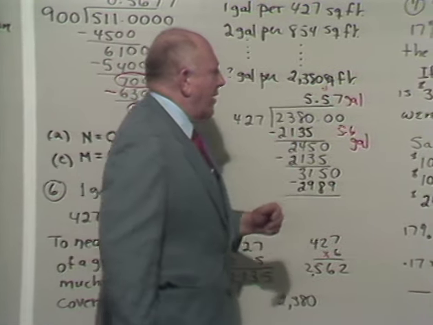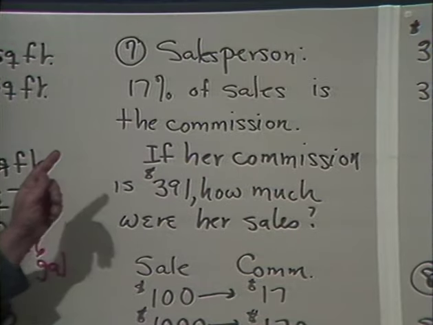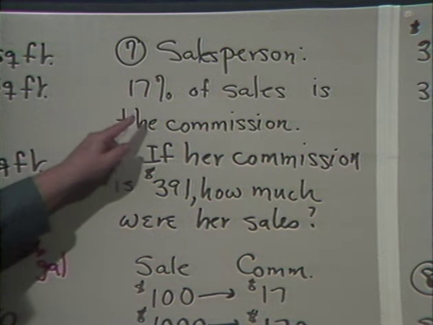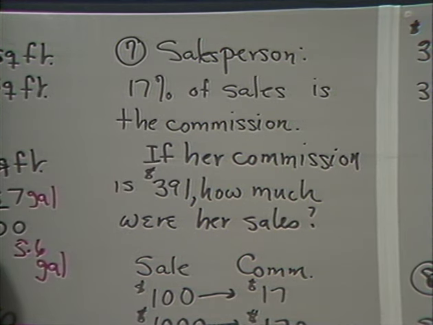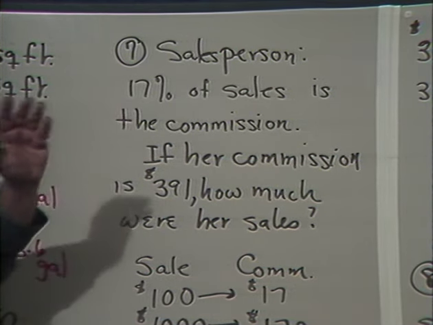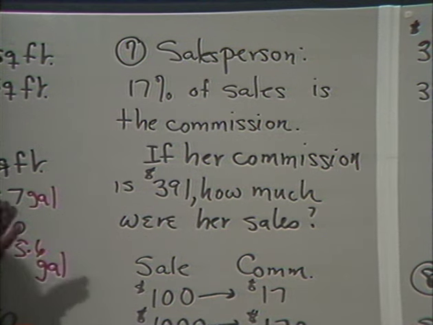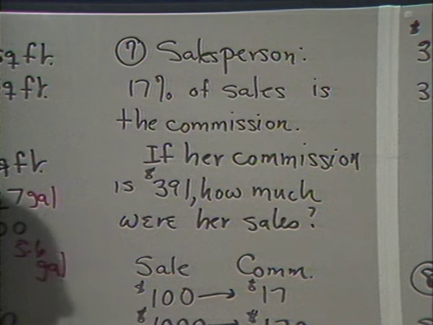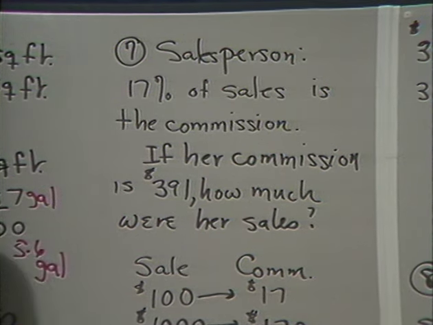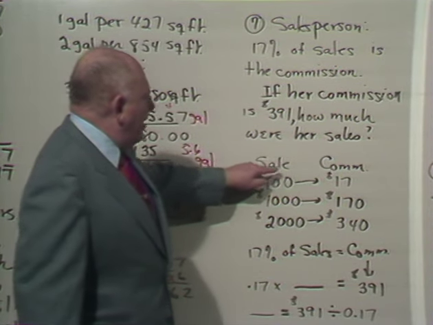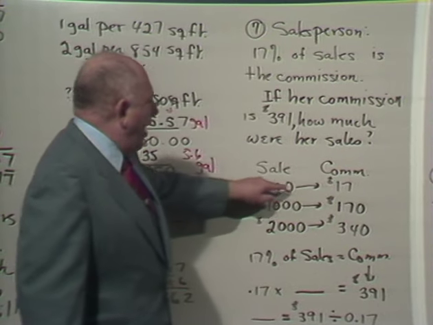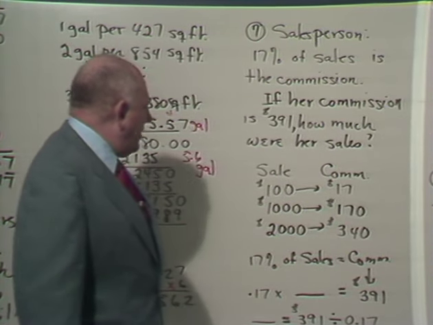Like take problem number 7, for example. It says a salesperson earns as a commission 17% of the sales. If her commission is $391, how much were her sales? See, people say 17%. I don't know how to handle that. Don't worry about it. 17% means that out of every $100, you get $17. See? So in other words, on $1, she would make 17 cents. On $100, she makes $17.